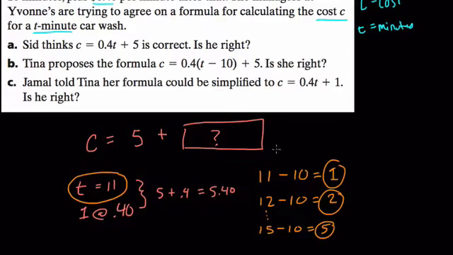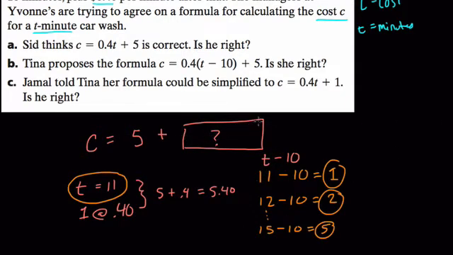So for any amount of time, if we're looking for the amount of time that's passed more than 10 minutes, we would take the time we have and do what? In each of these cases, we subtracted 10, so we can do that in general. So t minus 10 would represent how many minutes past 10 minutes you have. That's what we're looking for here.